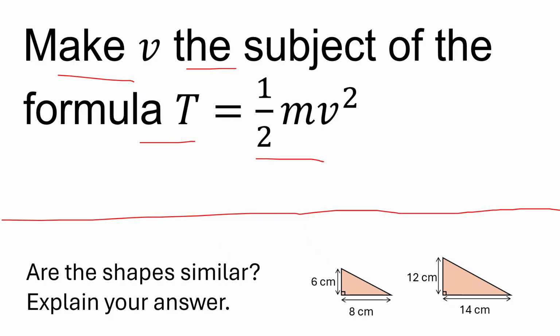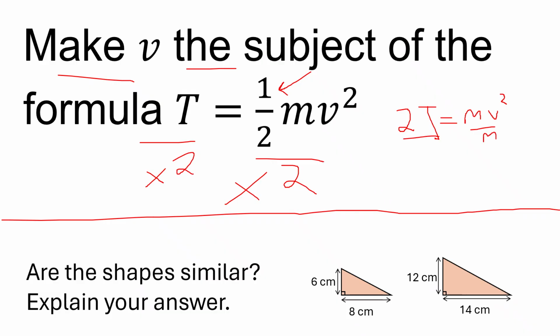mv squared. So step one, I'm going to get rid of this half here by multiplying both sides of my formula or equation by 2. So timesing both sides by 2, we get 2T, so 2 capital T, is equal to mv squared. What's next? Well, I've got an m attached to this v squared, so I'm going to divide both sides of my equation or formula by m. These m's are going to cancel, so we get 2T over m is equal to v squared.